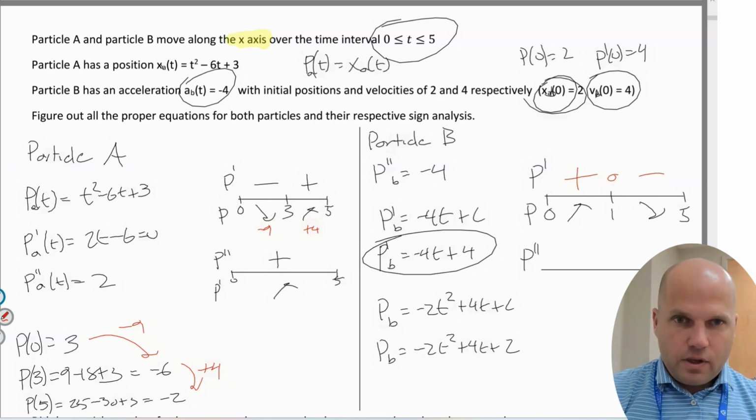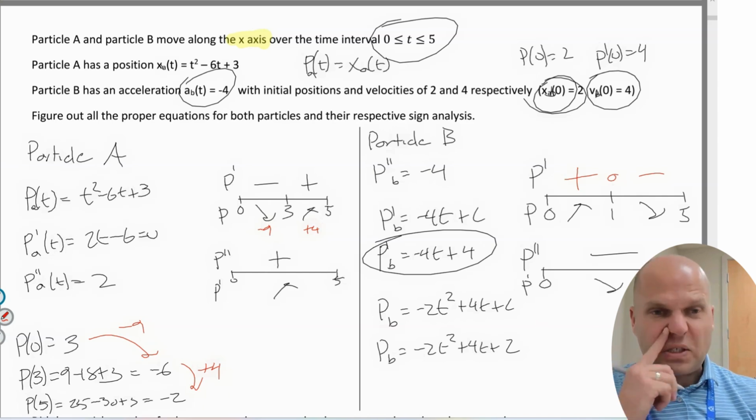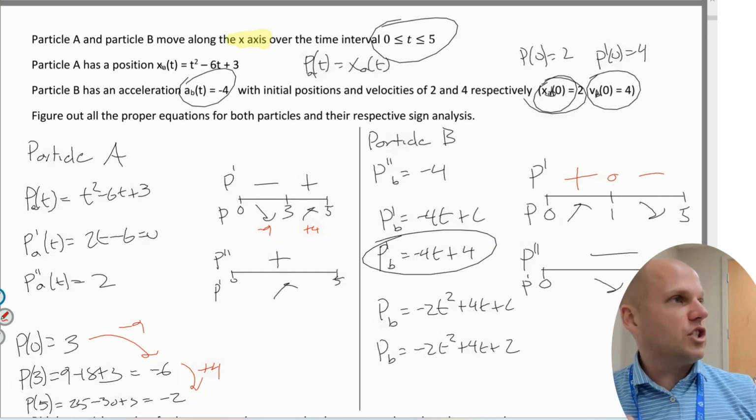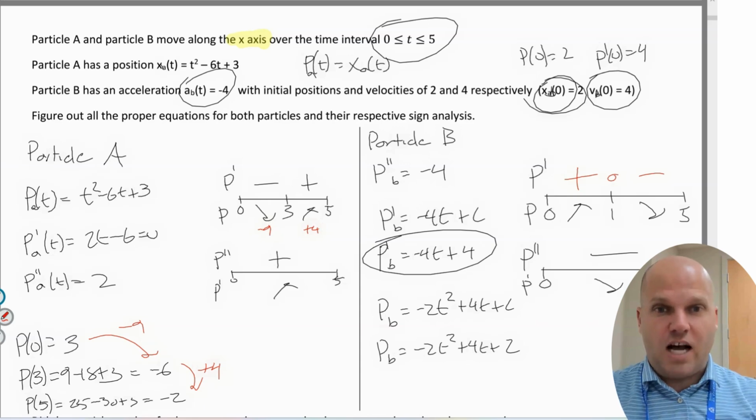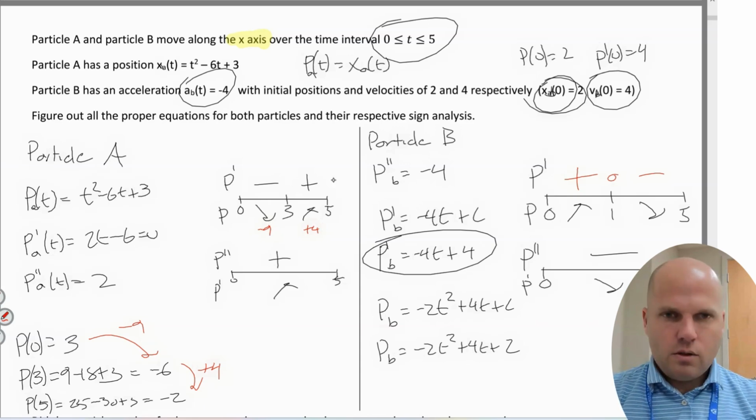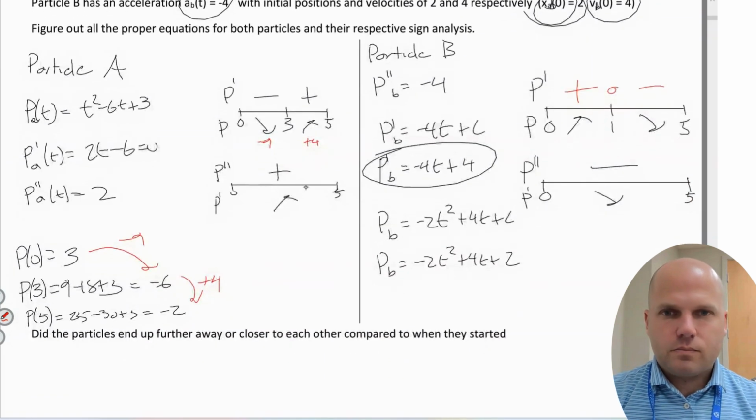Second derivative is negative. P double prime is negative, which means P prime is decreasing, which is what we'll talk about with speeding up or slowing down. If my velocity values are decreasing, how that changes things.